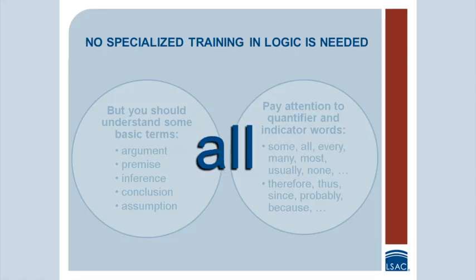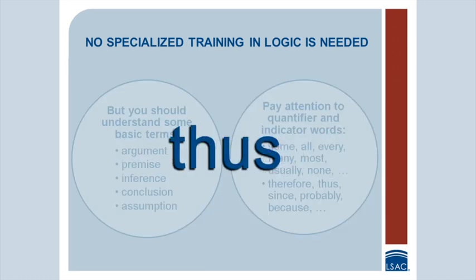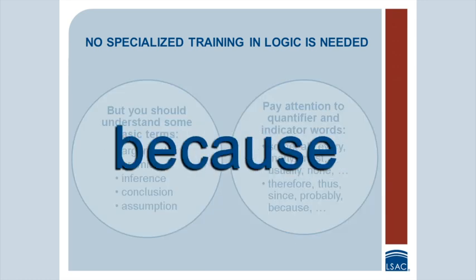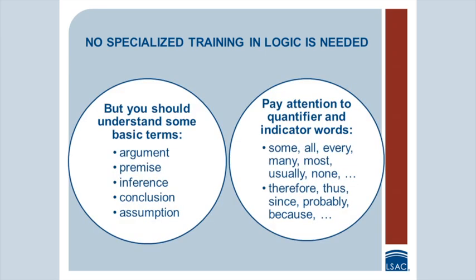Similarly, there are a few other basic terms which you should pay careful attention to. These include quantifier terms like some and all. Such terms, when you see them on the test, can be quite informative, but need to be read literally. For example, many does not mean the same as most. Perhaps even more important are indicator words, words like therefore and thus, which indicate conclusions, or words like because and since, which indicate premises. When you see these words on the test, they can be very helpful because they indicate the structure of the argument.